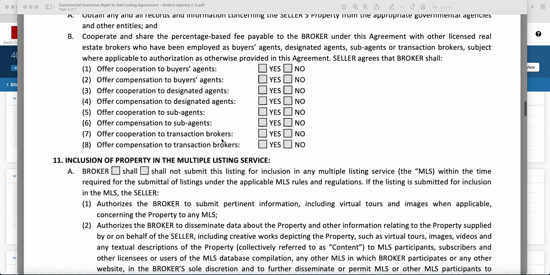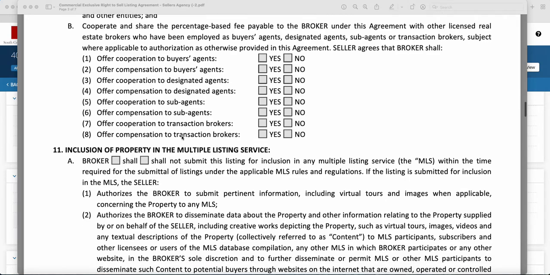Same with sub-agents. Because if you had someone working under you as a designated agent, you want to make sure they can get paid. But then transaction brokerage as well, which we're going to talk about next, because this is making sure that if you happen to bring a buyer that you're already representing, that you have an agreement with, then you can get paid in that scenario as well.